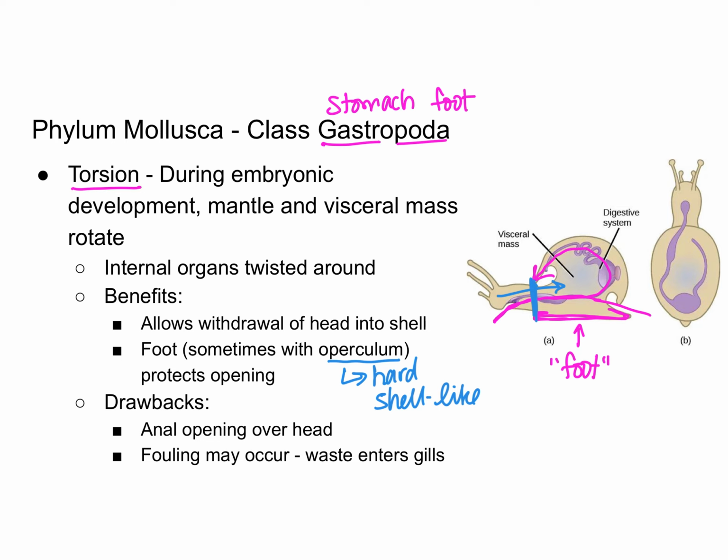The drawbacks to this torsion, though, is that the anus opens over the head. Remember that the anus is where the waste products come out. And so what can happen is sometimes the waste comes out over the head and it goes into the visceral mass where the waste products can actually get into the gills. And the gills are needed for gas exchange. So that would obviously be a problem. And this is a process known as fouling.